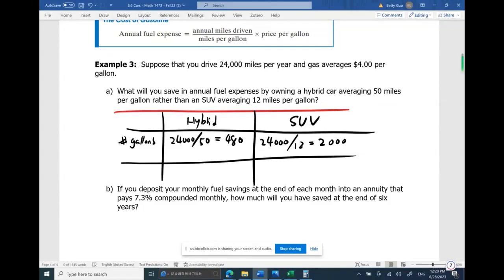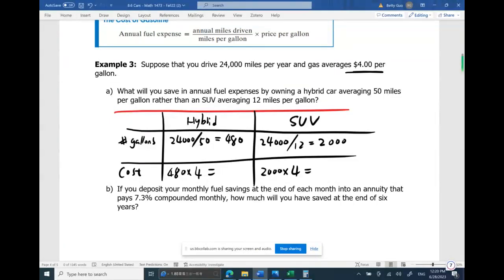24,000 divided by 50 is 480, and multiplied by 4. Yeah, that's correct. 2,000 gallons. And every gallon is $4. So the total cost: we multiply this 480 gallons by $4, and this is 2,000 gallons. You needed 2,000 gallons to run a car.